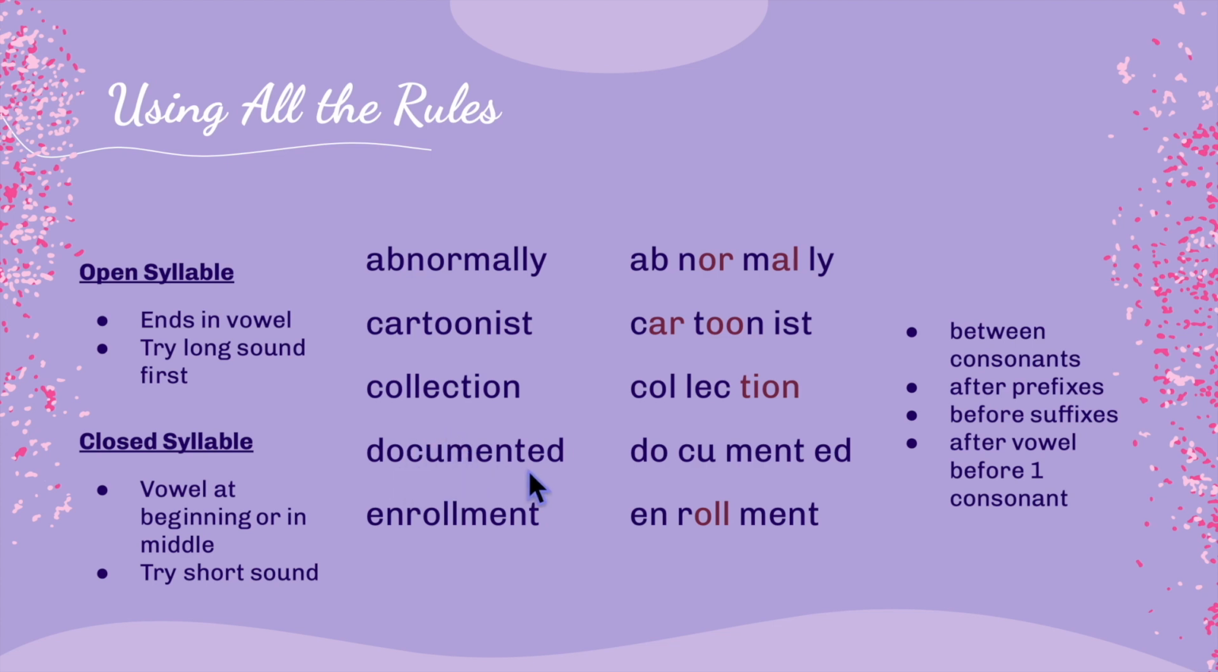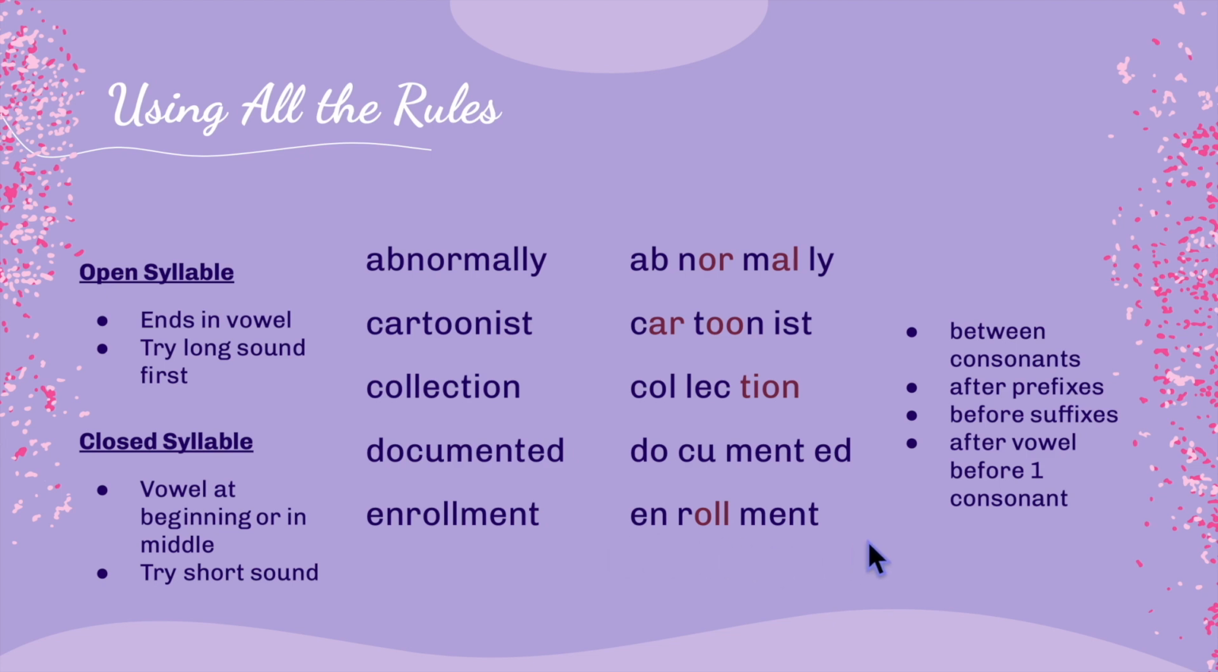Also, I noticed the suffix ment and the suffix ed. This syllable ends in a vowel, so we try the vowel's long sound first. Documented. I don't recognize that, so let's switch this long O to a short O and see if we recognize it. Documented. Right here, I notice the suffix ment, so we put it by itself. And right here, the prefix N, or you could divide between the two consonants. Right here, we have our root, and I notice this root is roll with a long O sound.